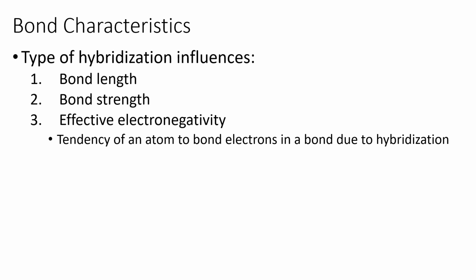Hybridization is also going to influence what we refer to as the effective electronegativity. The effective electronegativity is going to be the tendency of an atom to hold the electrons in a bond due to the type of hybridization that it has. So our effective electronegativity is the tendency of an atom to hold on to those electrons due to the type of bond that we have. So let's look at some examples with this in terms of what we're going to be seeing. Let's start with our sp3 hybridization.